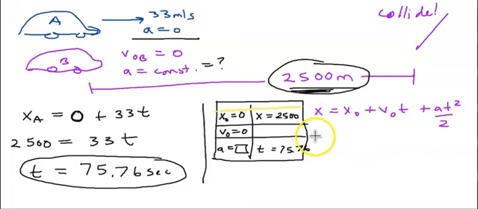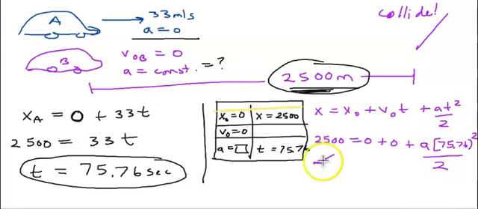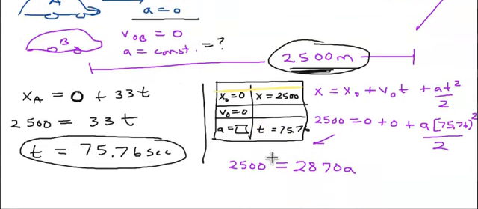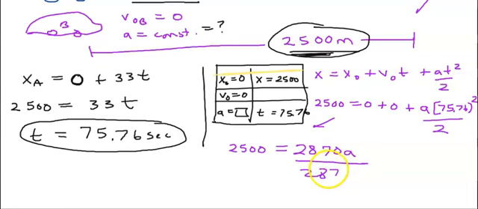Okay, so the output of the function is 2500. It started at the starting line, yay. This term is 0, makes things a little bit easier, plus what we're looking for times 75.76 squared over 2 gives us 2500 equals, let me tell you what that is, 75.76 squared over 2. That is a whopping 2870 times A. Divide both sides by 2870.